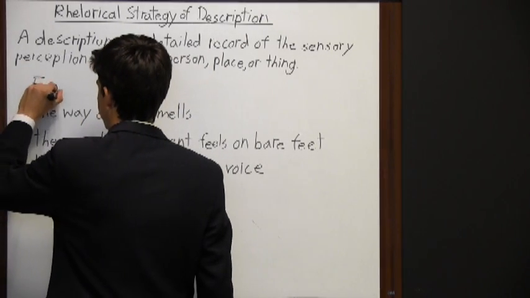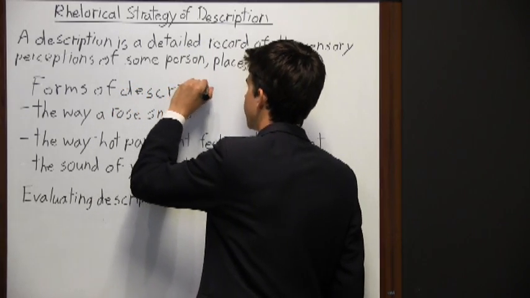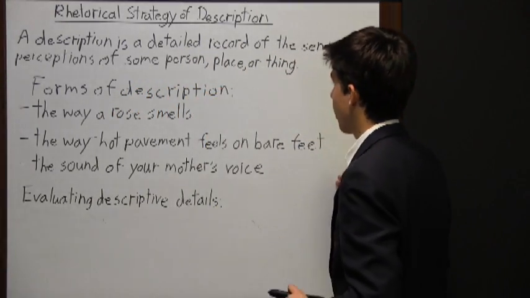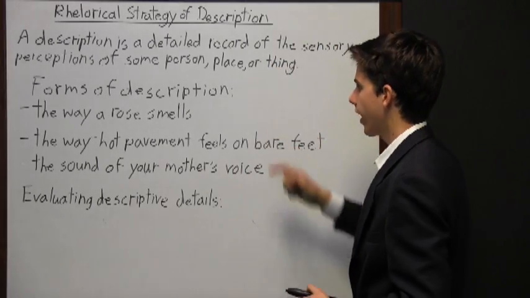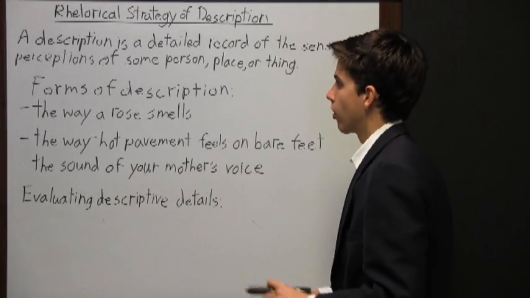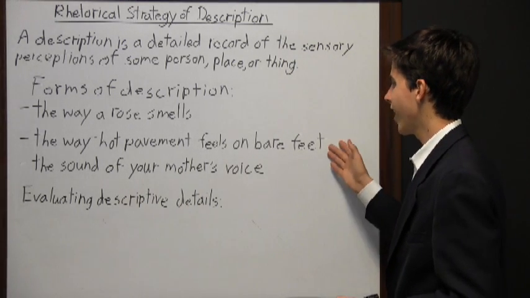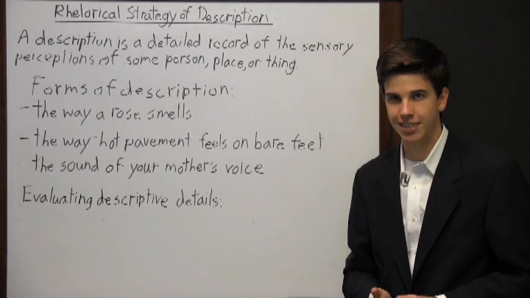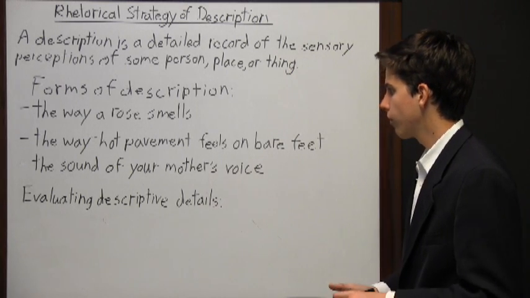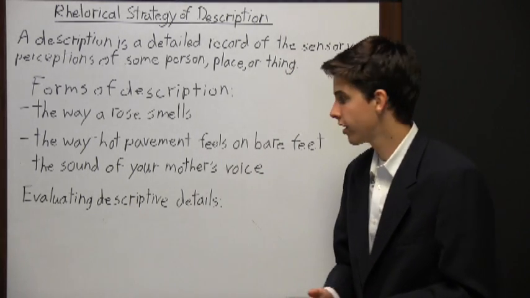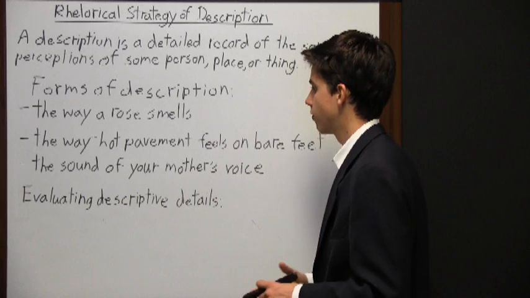forms of description. And the reason all of those would be forms of description is because if a writer wrote about these things, then they would be providing a detailed record of the sensory perceptions of some person, place, or thing. So if a writer wrote about the way a rose smells, the writer would be talking about the sensory perception of smell to a person. Or if they wrote about the way hot pavement feels on bare feet, they'd be talking about the sensory perception of touch to whoever has the bare feet. Or they might be talking about the sound of your mother's voice. They're talking about the sensory perception of hearing, and they're talking about that in terms of whoever is hearing their mother's voice.